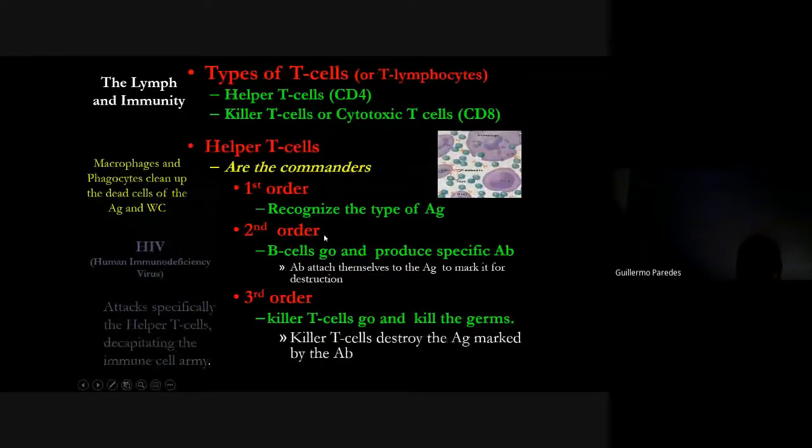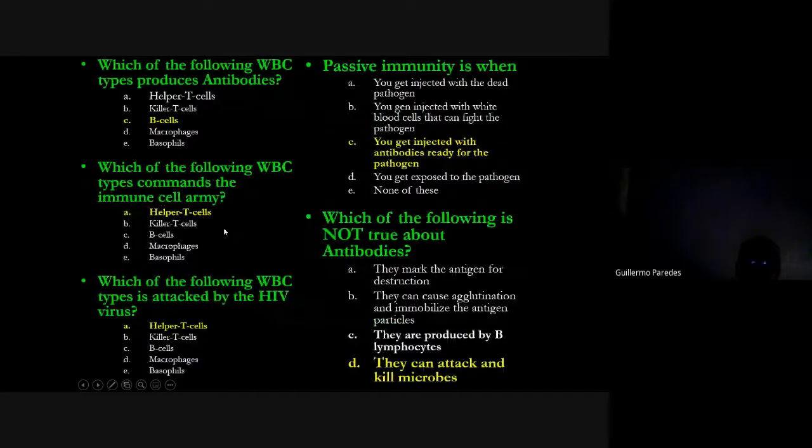So we have here the T helpers, and all the steps that we were mentioning, right? They're going to recognize the type of antigen through the macrophage that is the presenting cell. They're going to give an order to the B cells, the T killer cells, and the T cells, orders from the CD4 or helper T cell. The T helper is the one who is the commander.